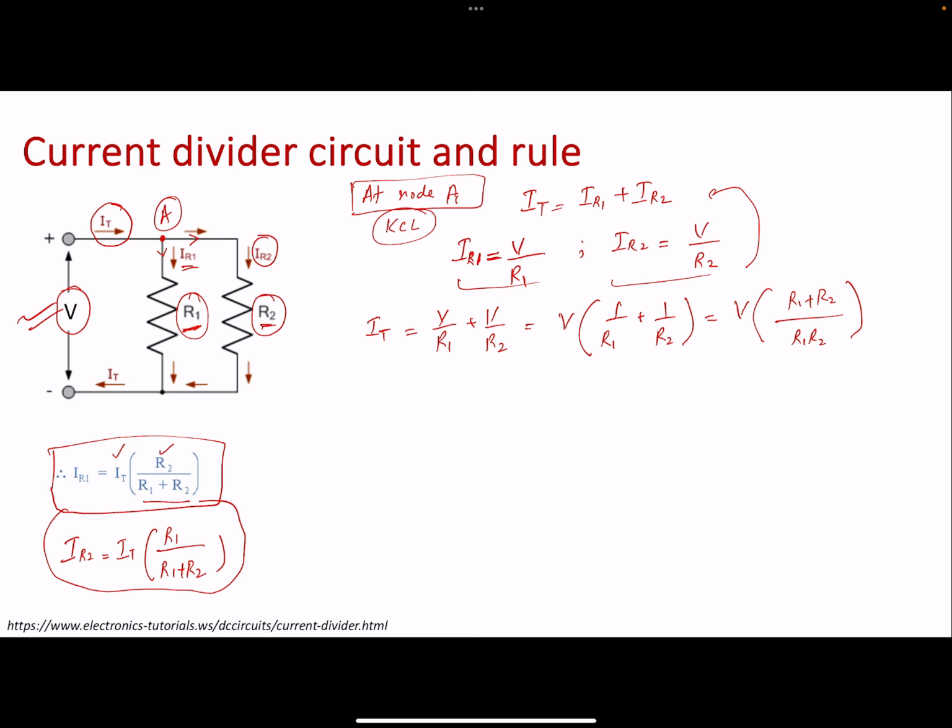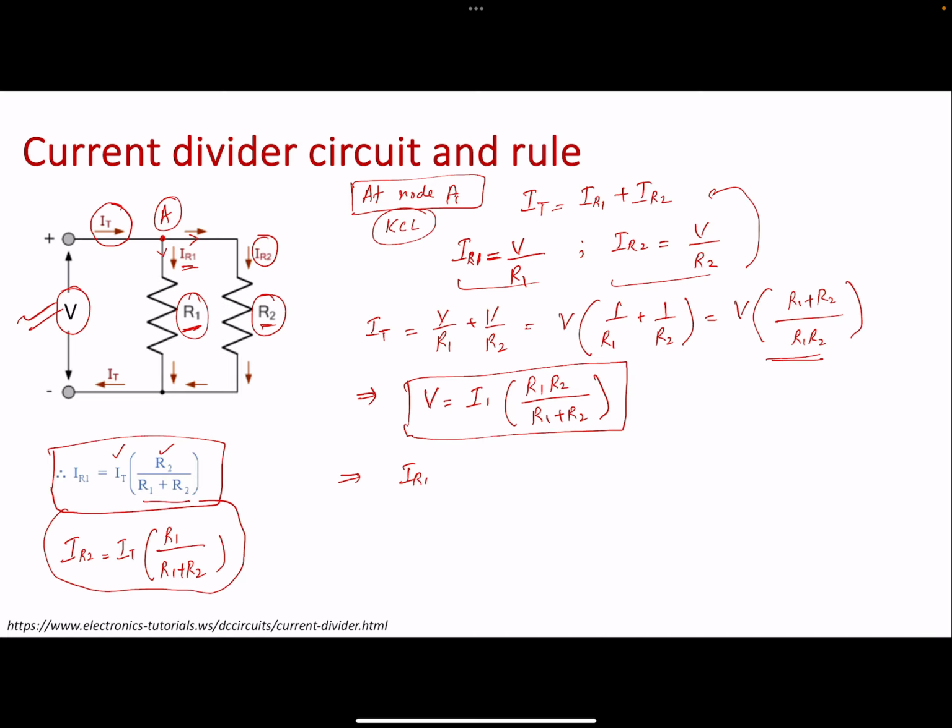Since the voltage across both of them is the same, we're going to re-represent this in the form of a voltage. So V equals IT, and you can take this to the other side. You're going to get R1 R2 over R1 plus R2. This is the value of the voltage that is appearing across these resistances. Now let's find both of these equations.